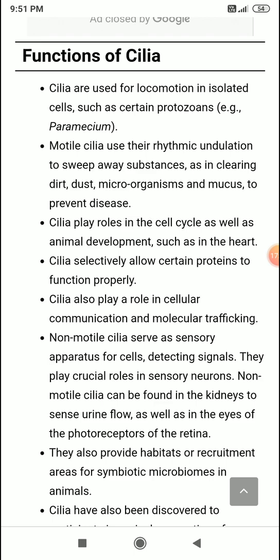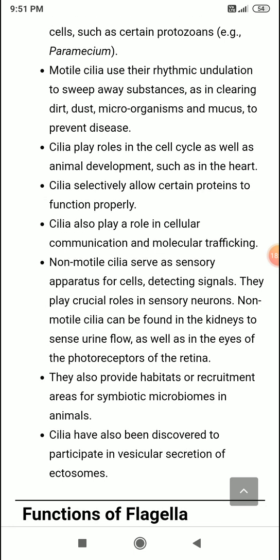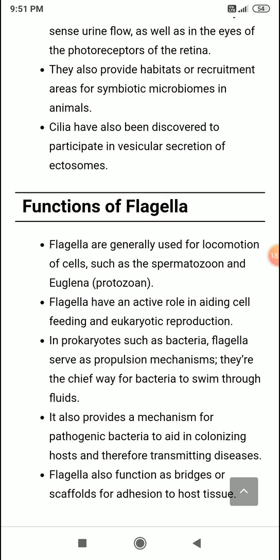Non-motile cilia can be found in the kidneys to sense urine flow, as well as in the photoreceptors of the retina of the eyes. They also provide habitats or recruitment areas for symbiotic microbiomes in animals. Cilia have also been discovered to participate in vesicular secretion of exosomes. Did you understand, girls? Have any doubt?